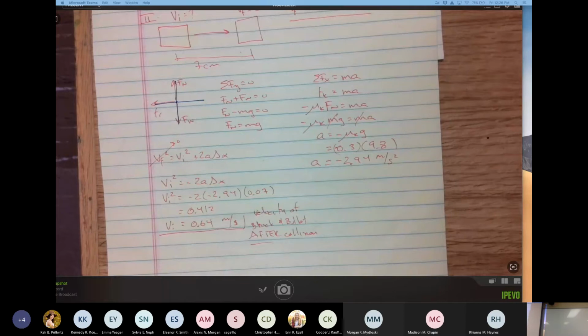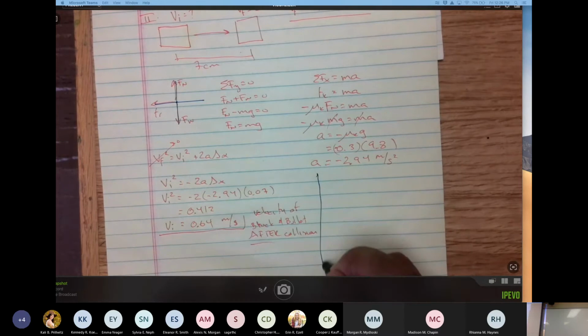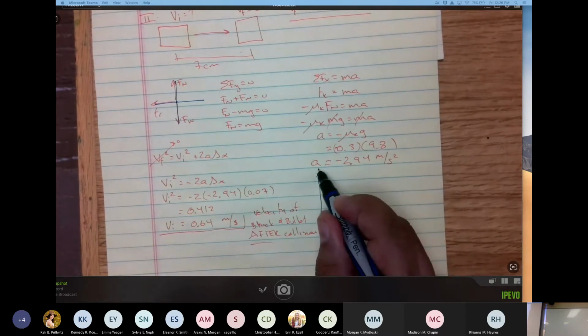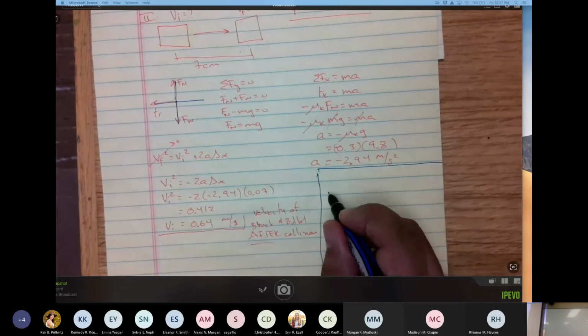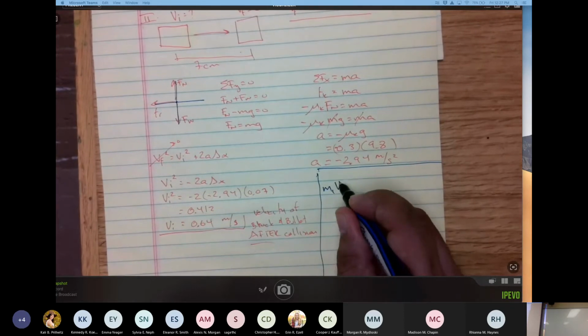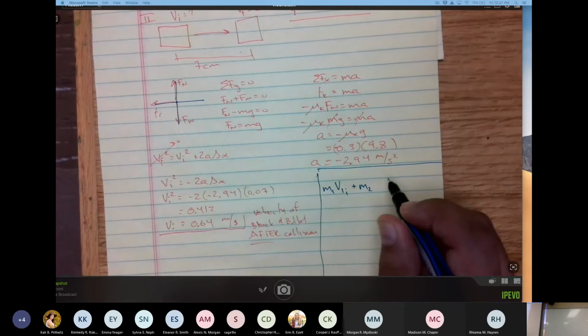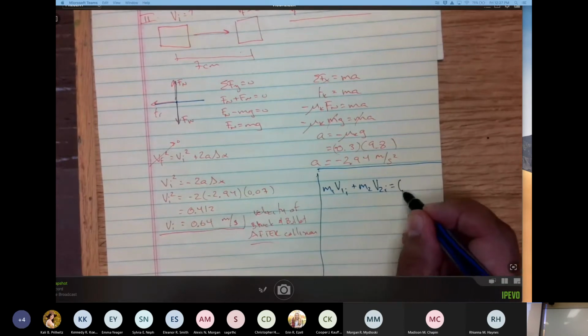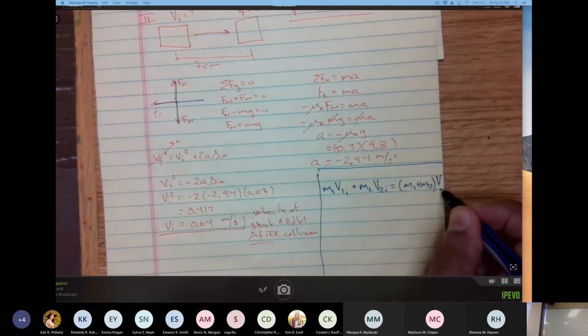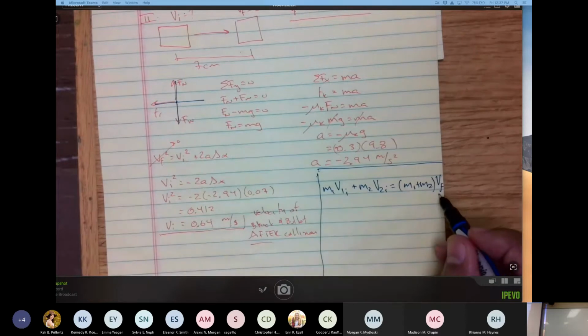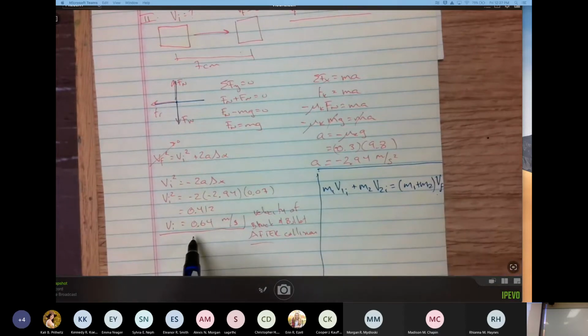Okay, so now that I have that velocity, I can go to the first part of the problem and do the conservation of momentum. I'm going to have the mass of the bullet times the initial velocity of the bullet, plus the mass of the block times the initial velocity of the block, equals m1 plus m2 times the final velocity. This final velocity over here is this 0.64, the velocity of the block and the bullet after the collision. The block's initial velocity is going to be 0.